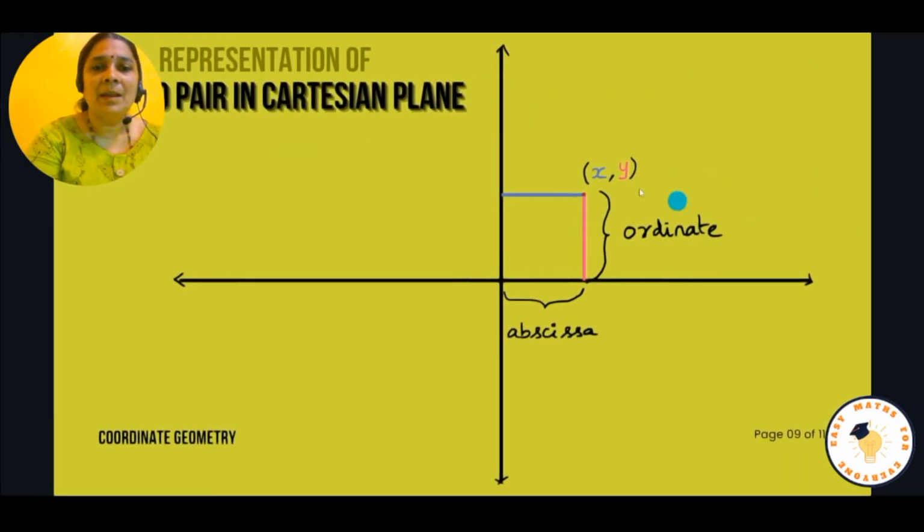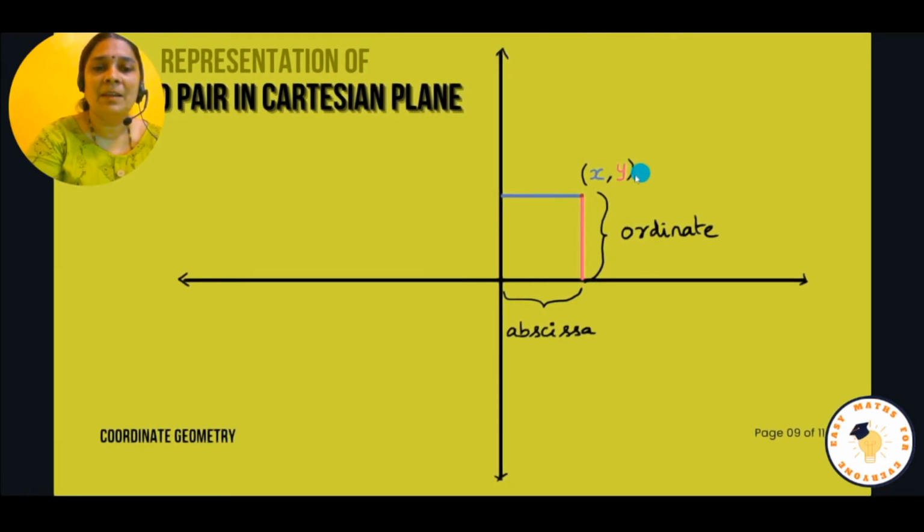For example, in the ordered pair (x, y), the value x represents the distance of this point from the y-axis, which is also called the abscissa, and the value y represents the distance of the point from the x-axis, which is also called the ordinate. Remember that the value x should always come first, followed by the value y. And also remember that the ordered pair (x, y) is different from the ordered pair (y, x).